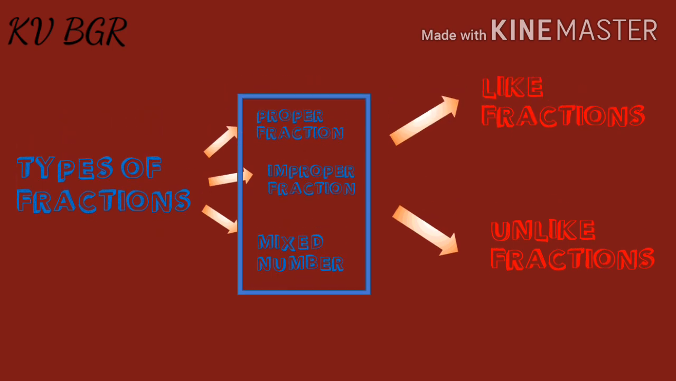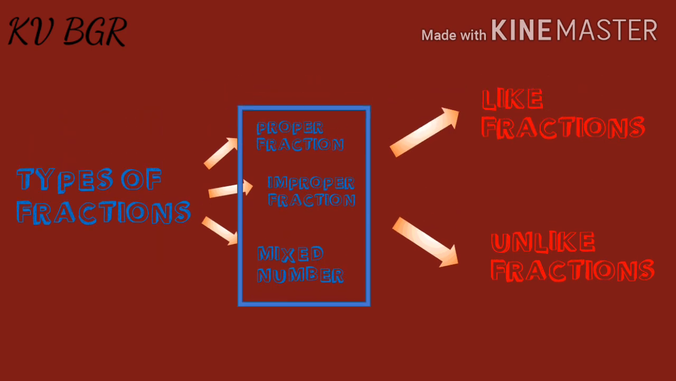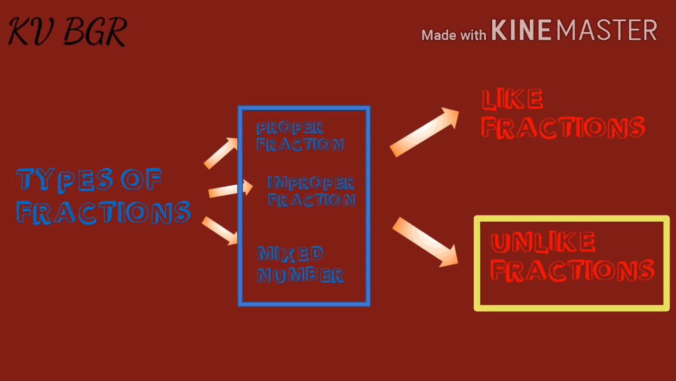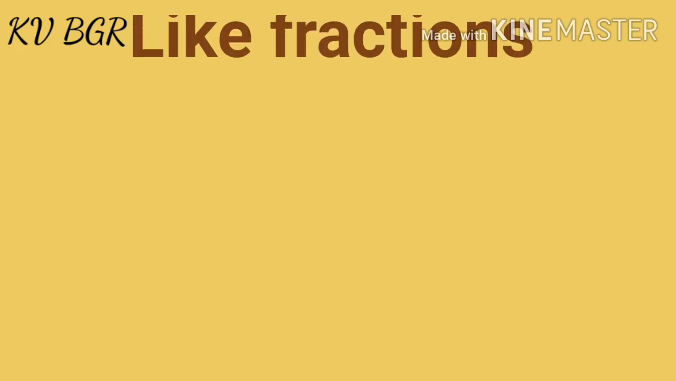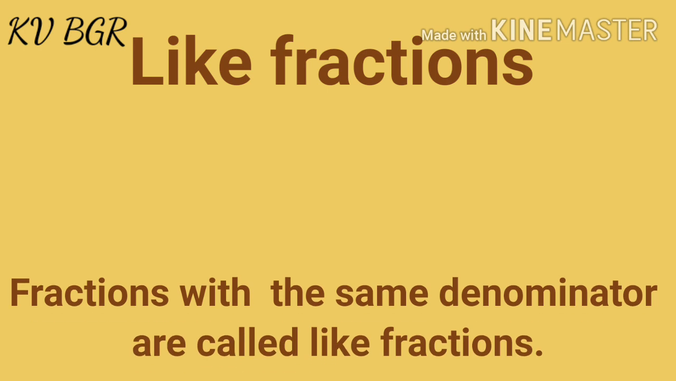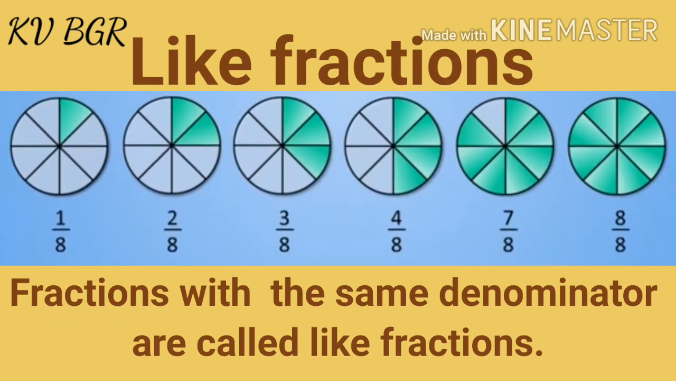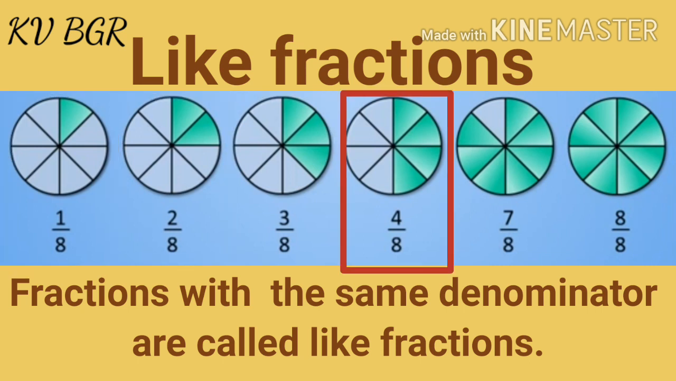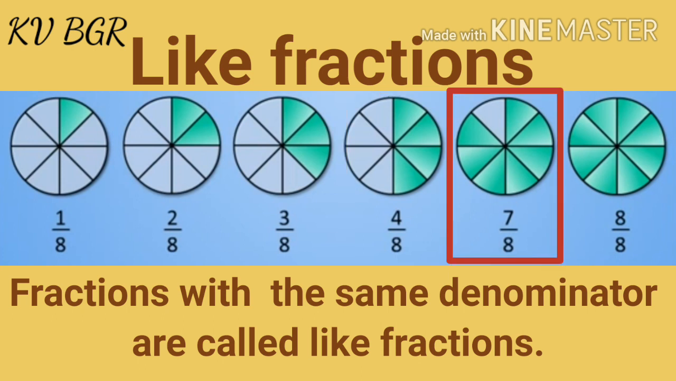Now, let's move on to another one. When 2 or more fractions are given, depending on the value of their denominator, they can be termed as like fractions and unlike fractions. Like fractions are the fractions with the same denominator. For example, 1 by 8, 2 by 8, 3 by 8, 4 by 8, 7 by 8 and 8 by 8.